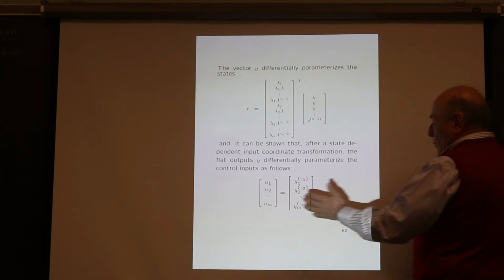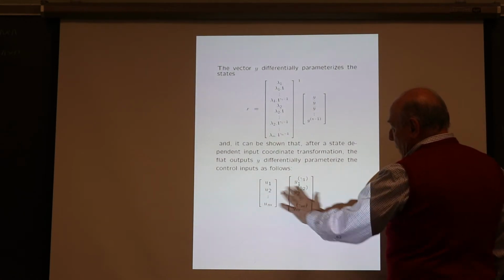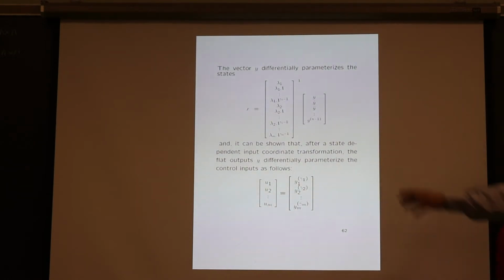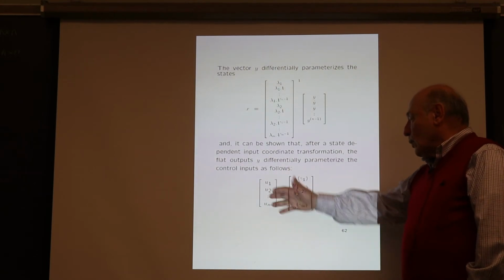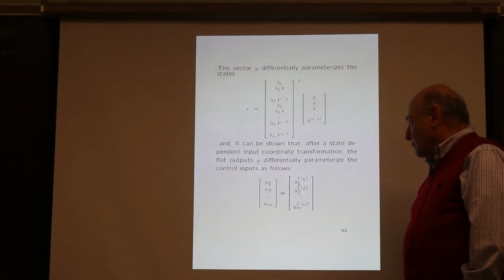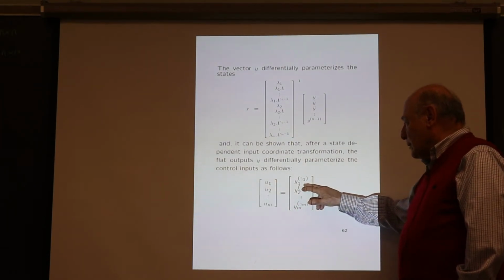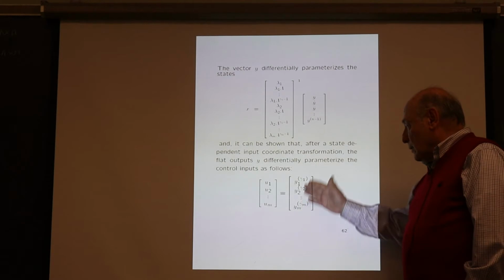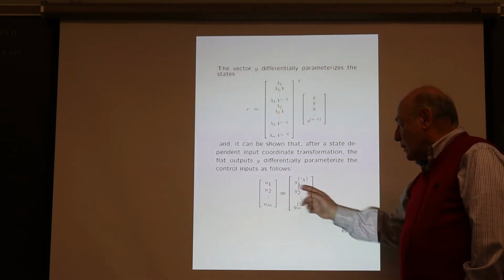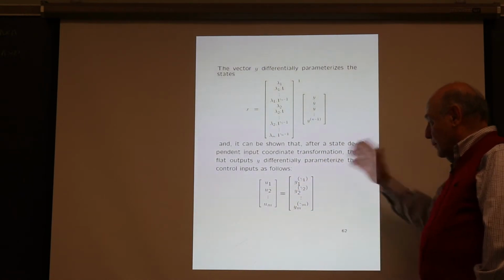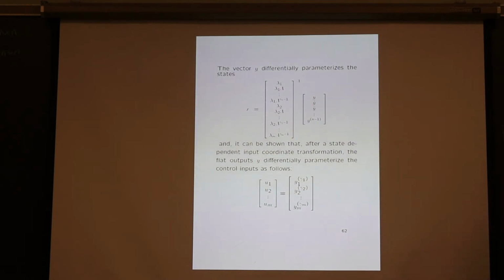And the input to flat output relationship would be of this sort. Naturally, after some input coordinate transformation, you might have this complete decoupleability, and U1 is differentially parameterized by gamma y1 and a finite number of its time derivatives, and so on. So you have chains of integrations for each one of the inputs associated with the flat output and a finite number of time derivatives of each flat output. So the structure is very nice, very amenable to.